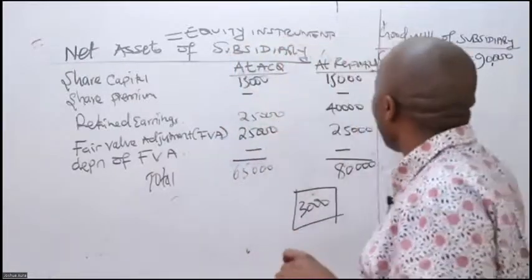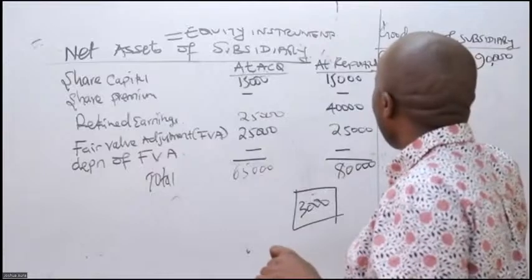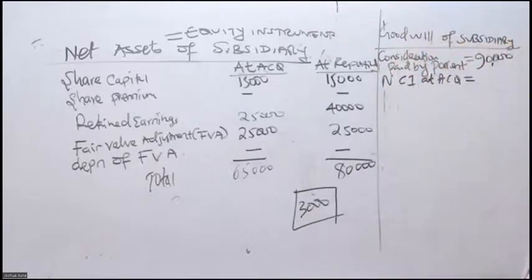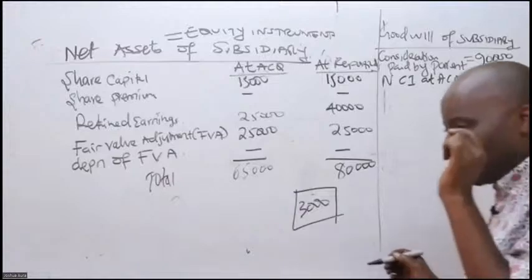We have NCI at acquisition. Somebody who is able to remember NCI at acquisition, Aisha? Are you able to remember the NCI when we were acquiring? They also put in some value there. 25,000, no. Thanks for trying, but no.